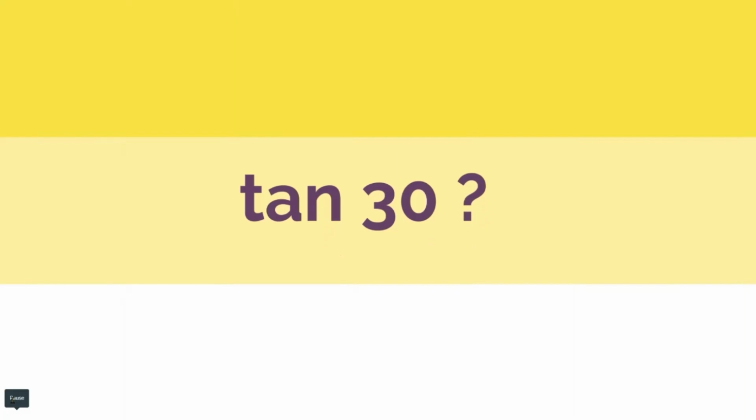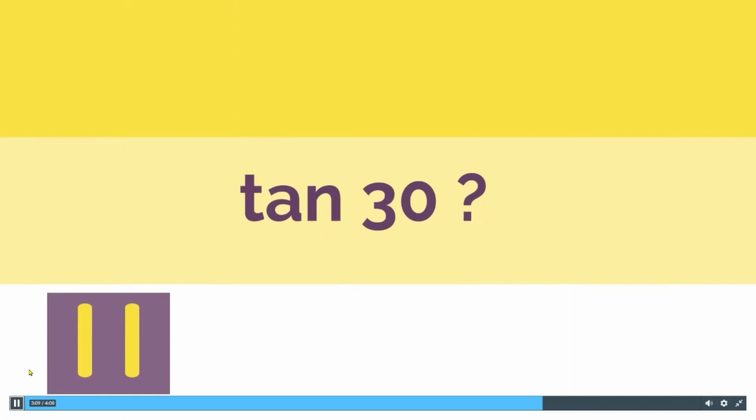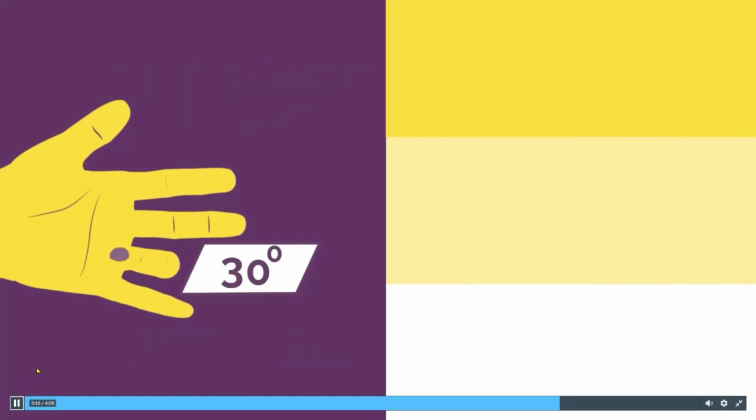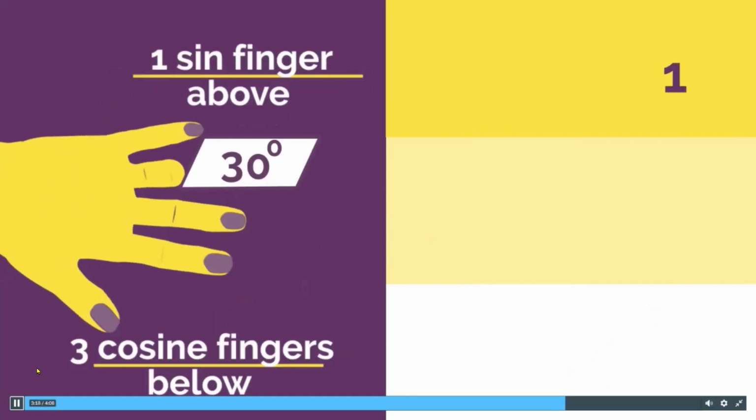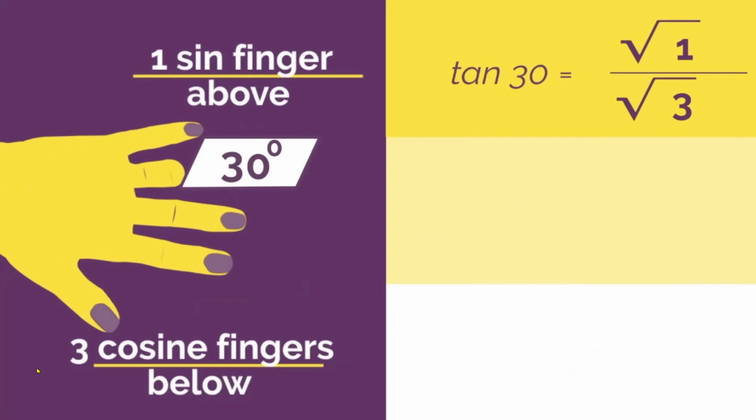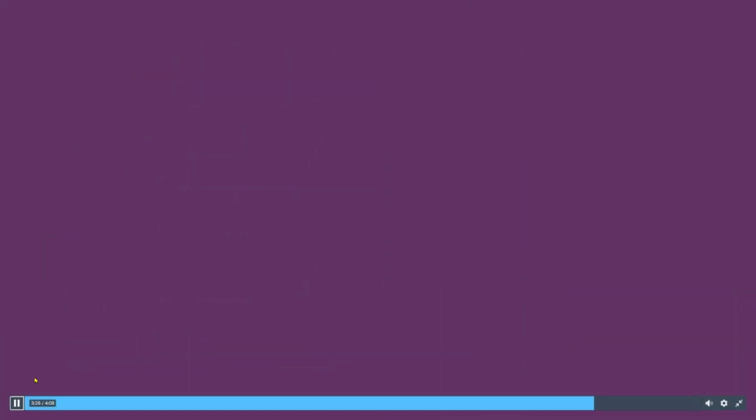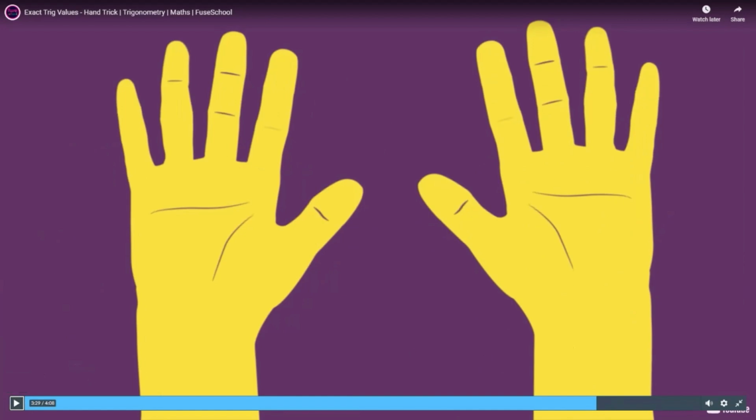And again, that is for tangent of pi thirds. What would tan 30 be? This would be tangent of pi/6. Work out the answer and click here when you're ready to check. So you see that there's 1 finger above and 3 fingers below, which would simplify to 1 over root 3. And we would rationalize this by multiplying top and bottom.